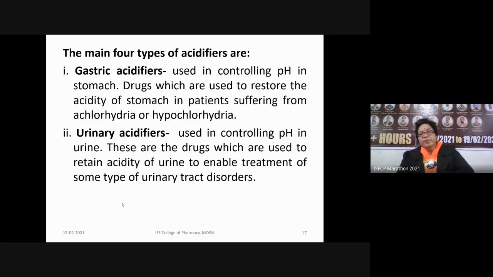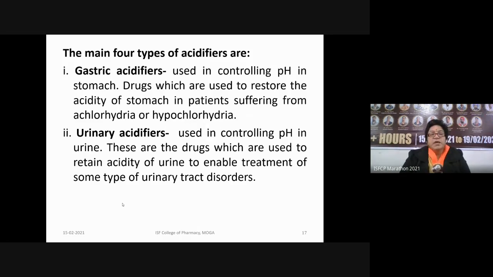Drugs which are used to restore the acidity of stomach in patients suffering from achlorhydria or hypochlorhydria. I repeat, what are gastric acidifiers? Gastric means somewhere in the stomach. They are used in controlling the pH in the stomach. The drugs which are used to restore the acidity of stomach in patients suffering from achlorhydria or hypochlorhydria.